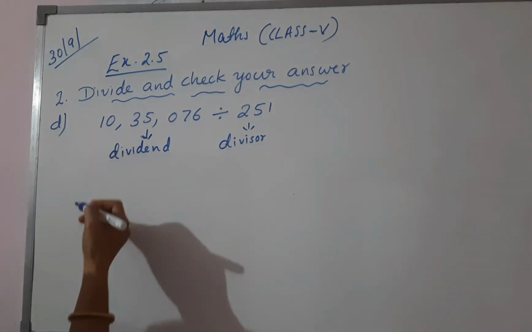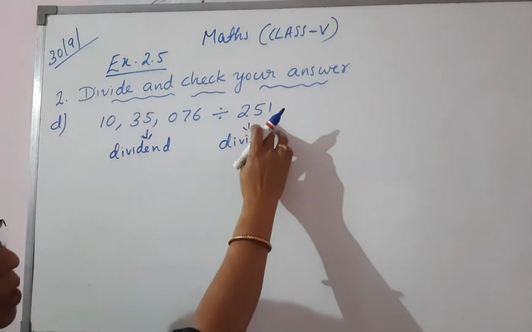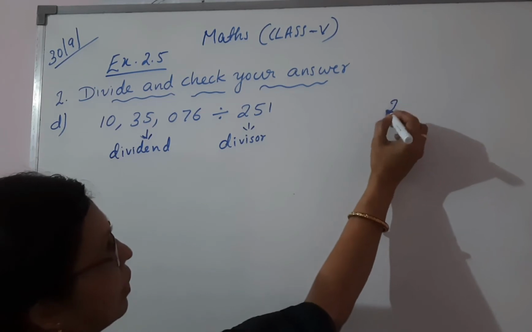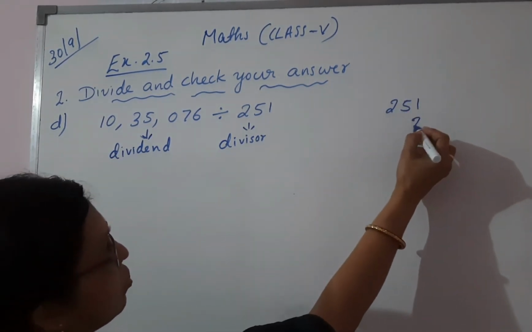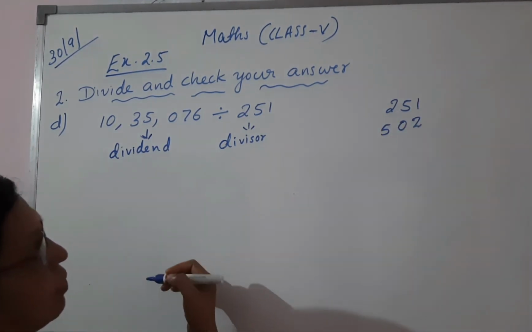Before dividing the number, first we have to write the table of 251. So I will write the table of 251 here. Here 251 into 1 is 251. 251 into 2: 2 1s are 2, 2 5s are 10, 2 2s are 4, 4 plus 1 is 5.